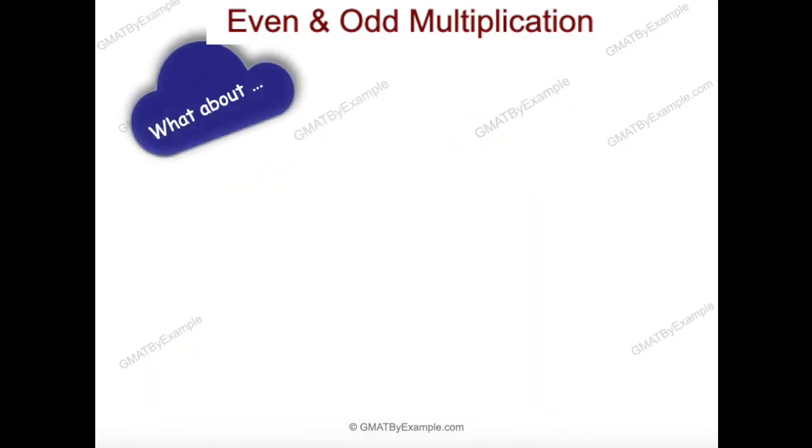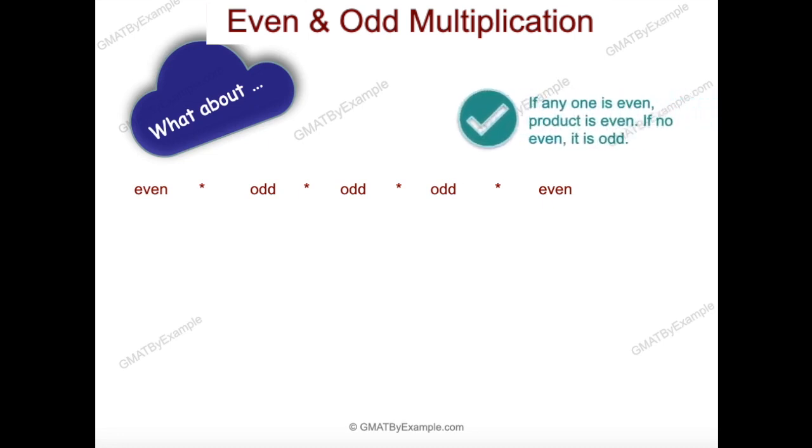So now let's look at an expression which has a lot of numbers. Something like this. As you can see, we have a lot of numbers. How do we figure out whether the product will be even or odd? It's a very simple rule: if any one of the numbers is even, then you can forget about the rest of the numbers. The product will be even.